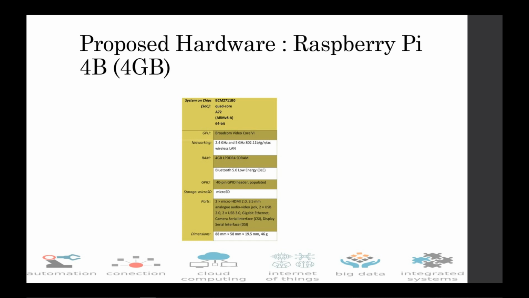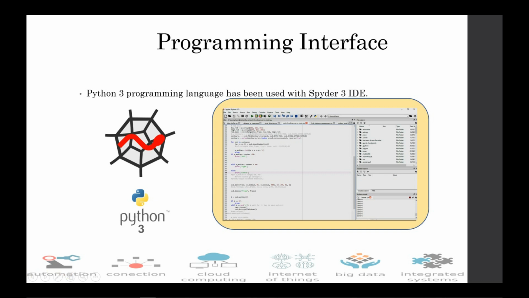Programming interface I would like to discuss. I have used the Python programming language because it has an easy programming API, and with the recent learning trend in the industry, Python has big potential to be a mainstream programming language. Also, it is really easy for anyone to code and easy to find bugs. I used the Spyder 3 IDE, integrated development environment, with Python. I chose Spyder 3 because it is similar to the MATLAB programming interface, which I am more comfortable with.